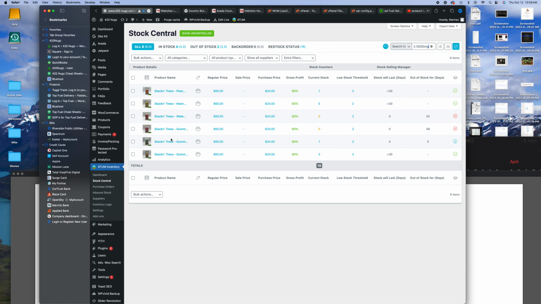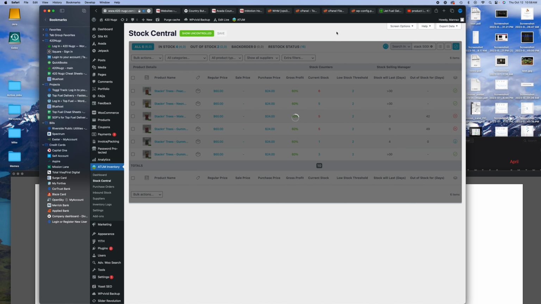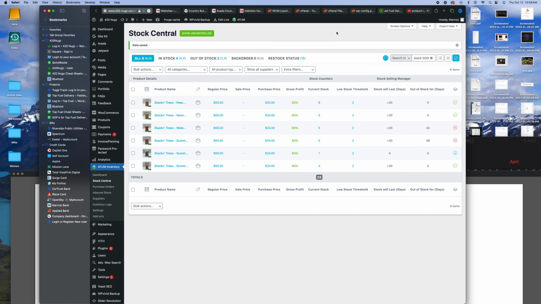And I got peach, watermelon, and gummy kids. So we have watermelon, 5, gummy sour kids, 5, and peach. Remember that sometimes you're going to be adding stock, that they may not be 0. So in this case, I was adding 5 to the existing stock.